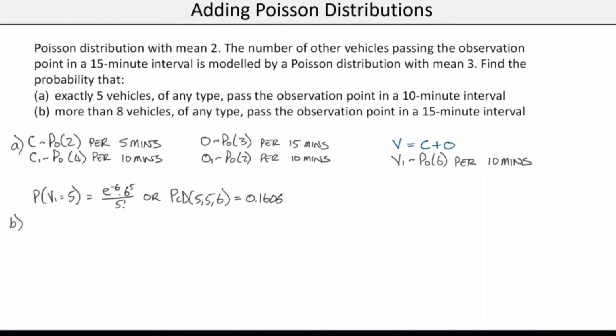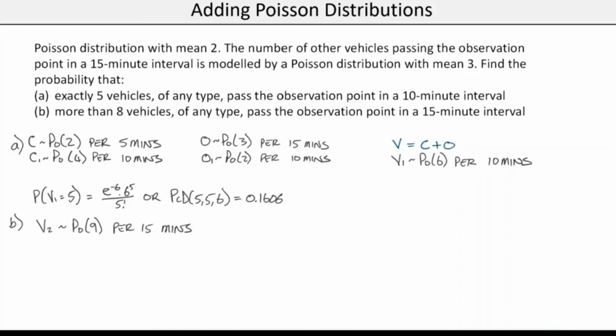Part B of the question asks us to find the probability that more than 8 vehicles of any type are going to pass the observation point in a 15-minute period. Okay, so it's a different time period to part A, so we are going to need to readjust and find what those new values for lambda are going to be. Since I know that V is already a combination of the vehicles, I can just focus on scaling V. So let's say that V2 is going to follow a Poisson of 9 vehicles per 15-minute interval.